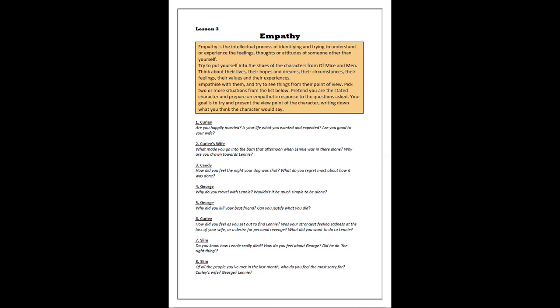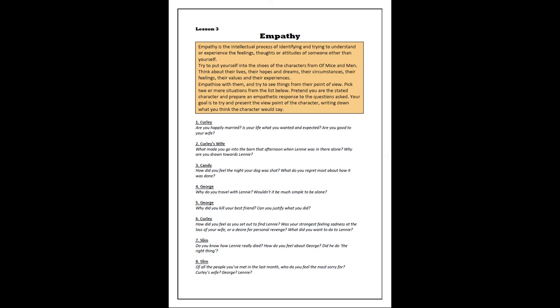For example, if I look at Curly, number one, it says, are you happily married? Is your life what you wanted and expected? Are you good to your wife? So you might say, yes, I am happily married. I think that I am very happy. My wife is very pretty. I know other men fancy her, and that makes me happy that I have what they want. I might also say, yes, my life is what I wanted and expected because I get to boss lots of people around.